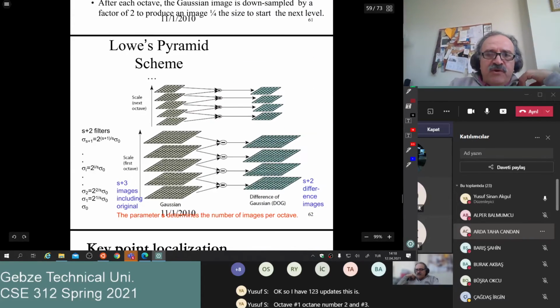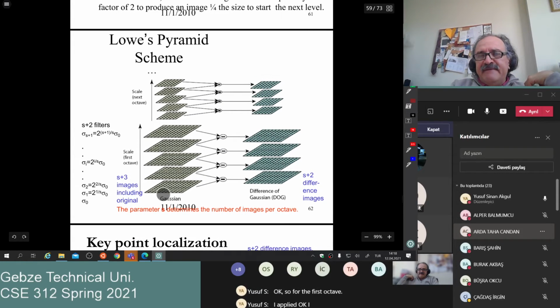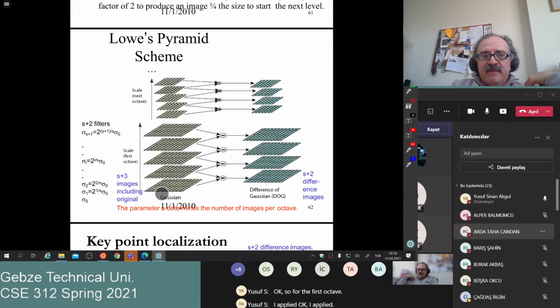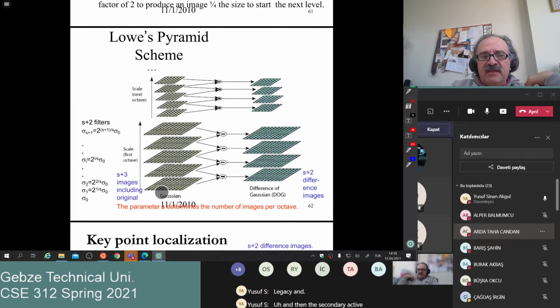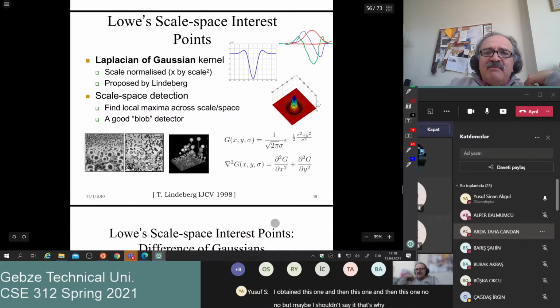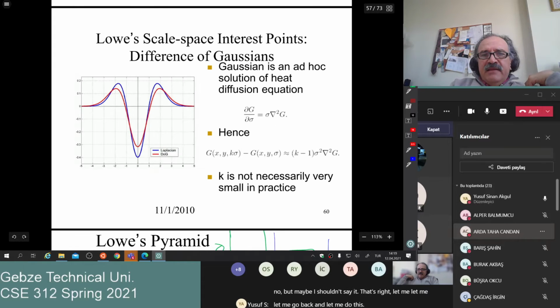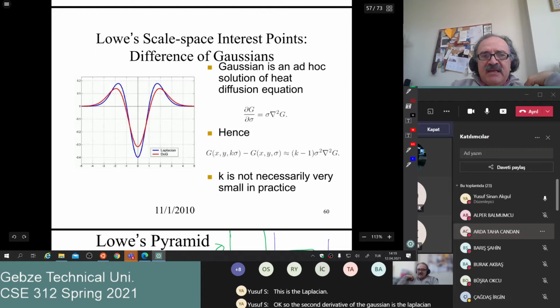For the first octave, I applied a Gaussian, and then the second derivative, Laplacian of Gaussian, I obtained this one, and then this one, and then this one. No, maybe I shouldn't say it that way. Let me go back and do this. This is the Laplacian. The second derivative of the Gaussian is the Laplacian, the one that I showed you in the blue line.